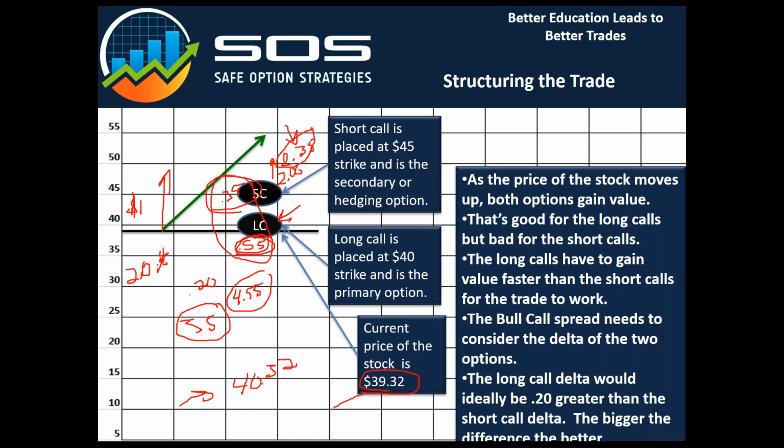Not 20%, I've made 20 cents. If my cost to be in the trade was $2 a share, I just made 10% profit.